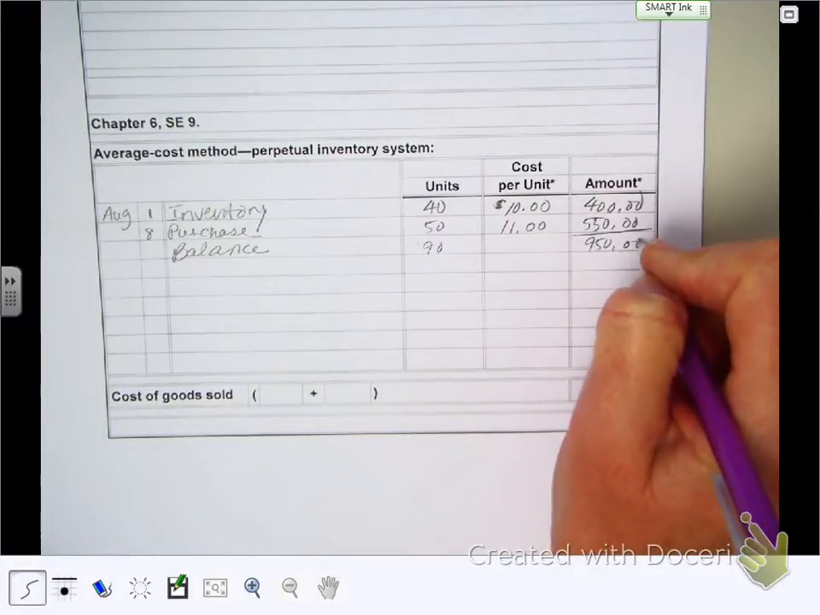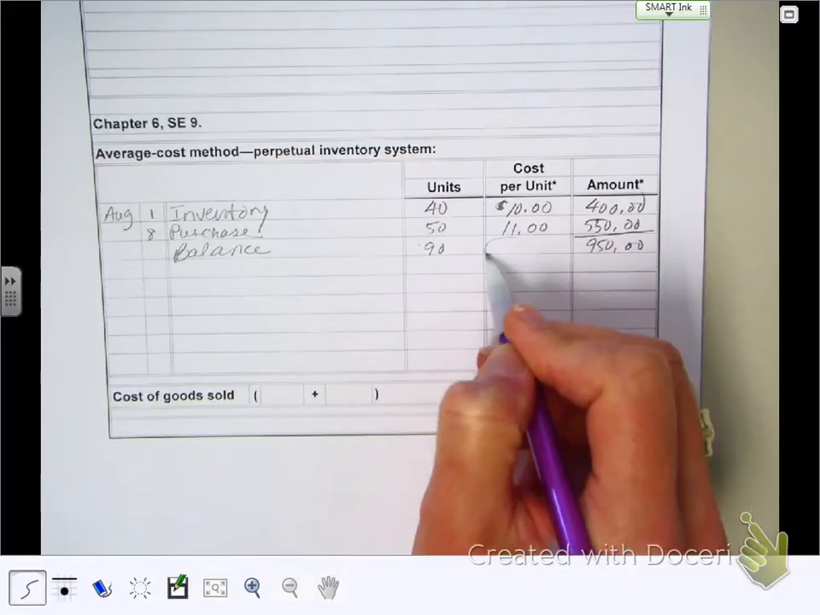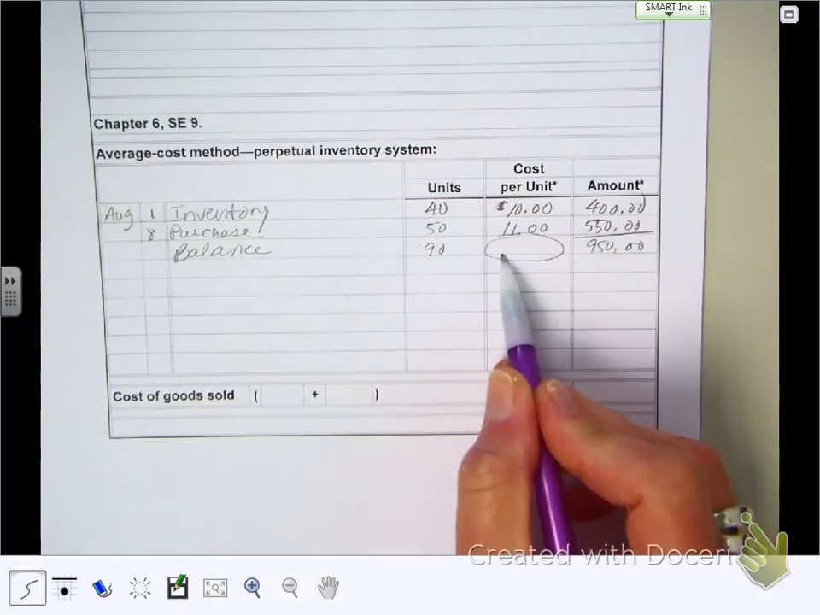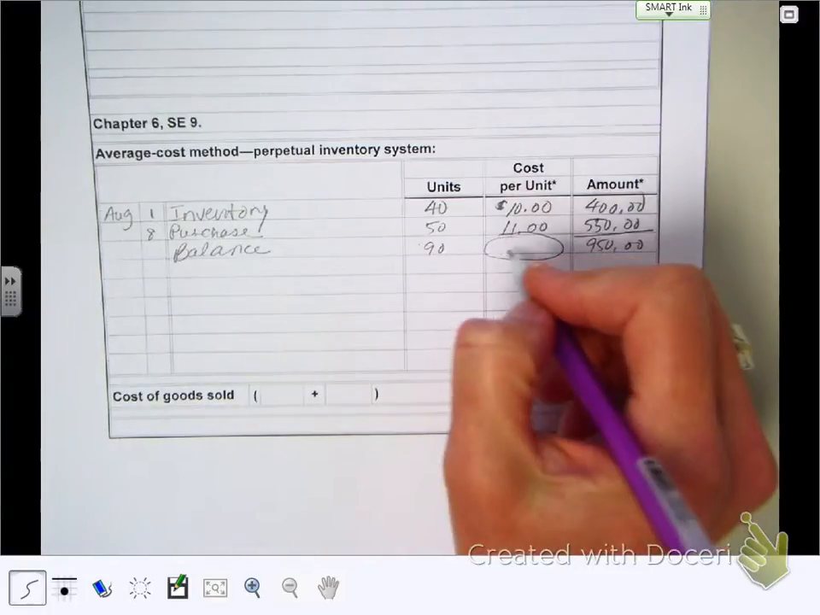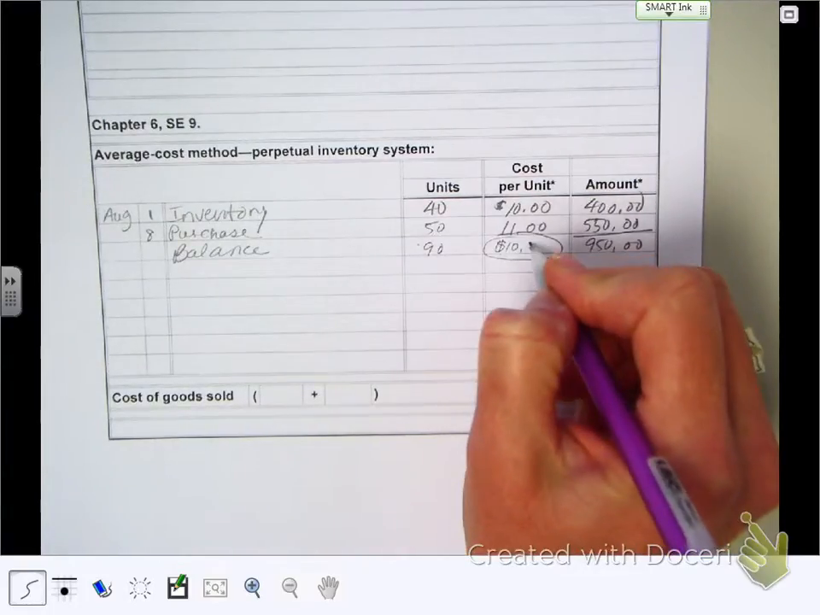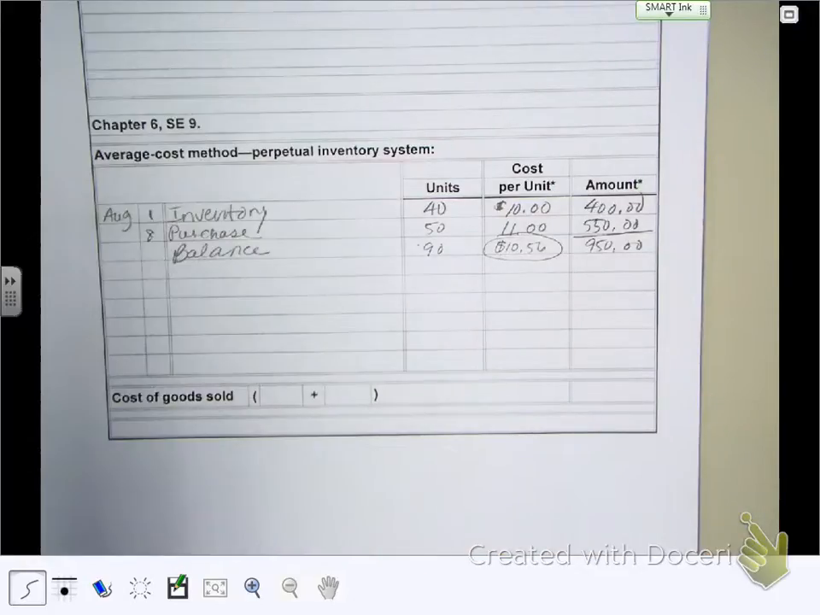Now this is $950. We're trying to calculate the unit cost here. How are we going to get it? $950 divided by 90. Perfect. That gives us a price of $10.56. We'll round up.